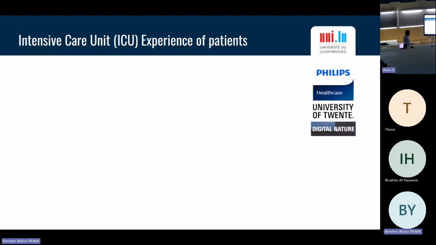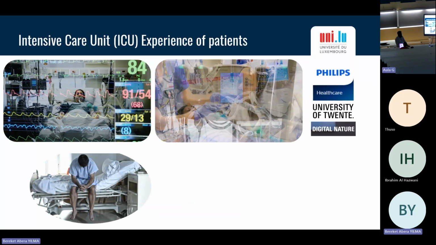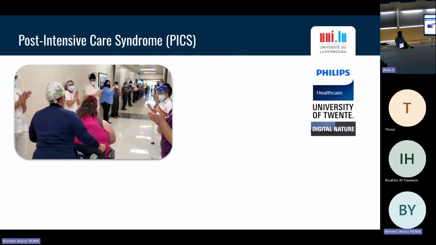And this is a collaboration research between University of Twente and us under the framework of Digital Nature project, just to give a quick disclaimer about the kind of research outputs. So you have patients in an intensive care unit, and once they are released from the intensive care unit, due to the traumatic experience they have, they could develop delirium or what we call post-intensive care syndrome. And this happens usually after they are discharged or released from the intensive care unit.